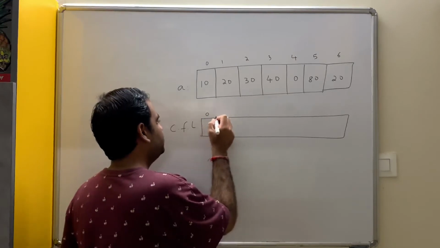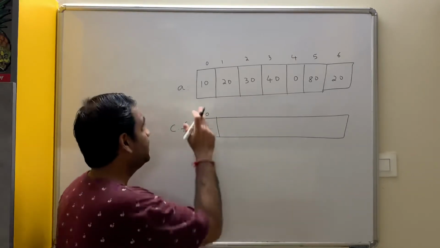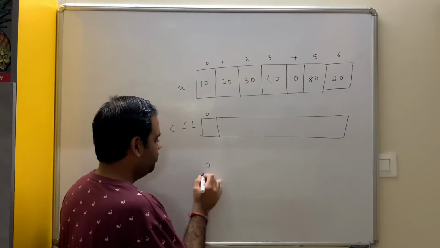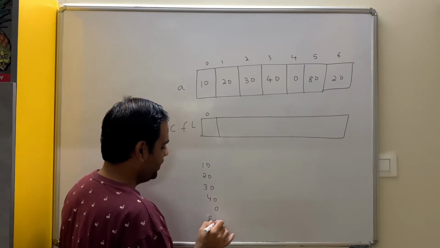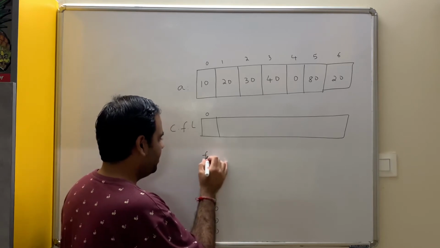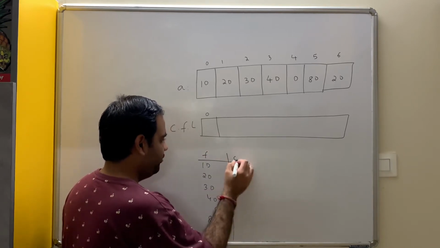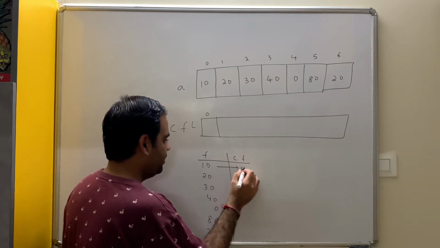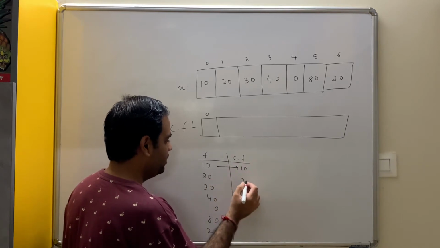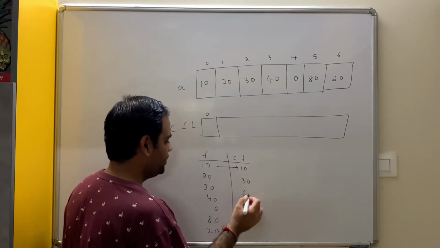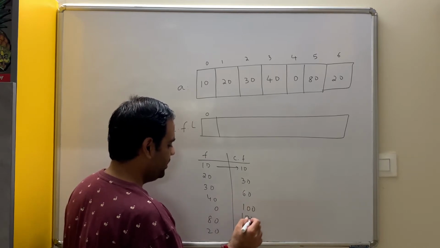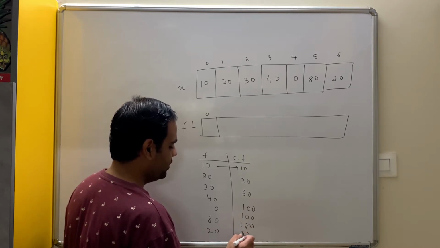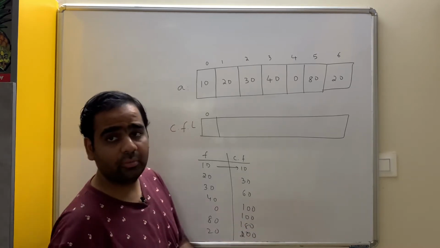Now, this is index 0. What is cumulative frequency? You might have done it in school. If you have written 10, 20, 30, 40, 0, 80, 20 as the frequencies, how do you find the cumulative frequency? You write 10 as it is, then 10 plus 20 is 30, 30 plus 30 is 60, 40 plus 60 is 100, 100 plus 0 is 100, 100 plus 80 is 180, 180 plus 20 is 200. This is the way you write the cumulative frequency.